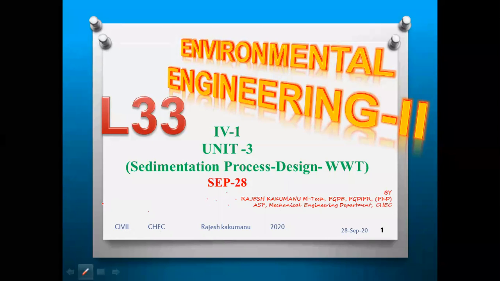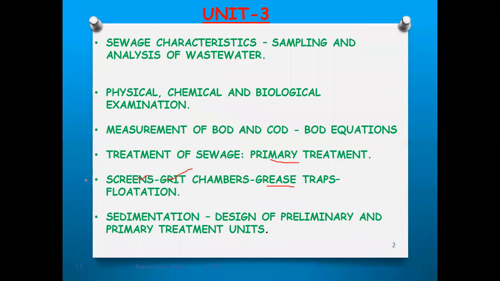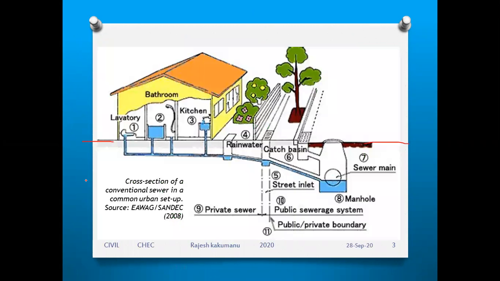So we are into lecture 33 of the environmental engineering subject. We are discussing unit 3. Today's topic is the sedimentation process, the design of the sedimentation process in the wastewater treatment plant. In the earlier classes, lectures 32 and 31, we discussed the primary treatment methods: the screens, the types of grit chambers, the process, the design criteria, and the skimming tank. These are the things we discussed in the last class. We will see the other methods of primary treatment in this unit.